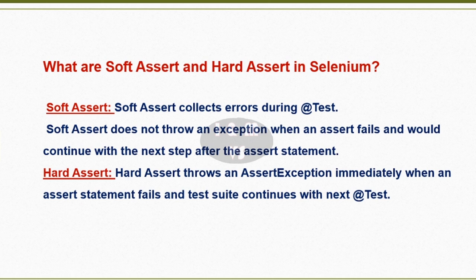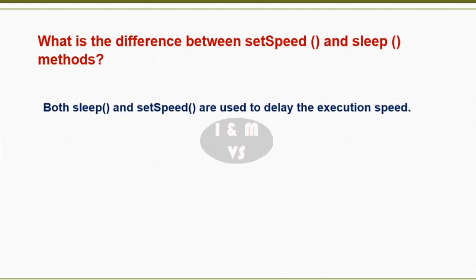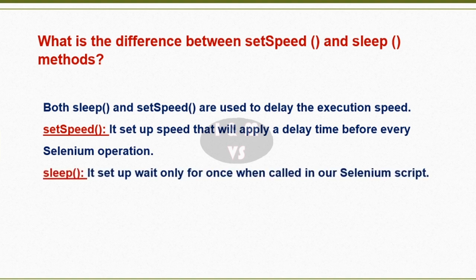Next question is, what is the difference between setSpeed and sleep methods? The answer is, both sleep and setSpeed are used to delay the execution speed. SetSpeed. It sets up a speed that will apply a delay time before every Selenium operation. Sleep. It sets up a wait only once when called in our Selenium script.